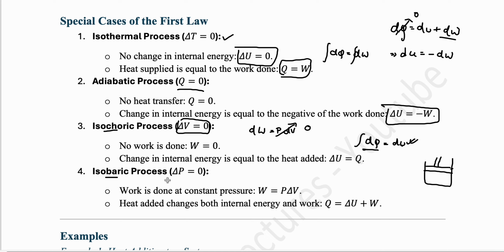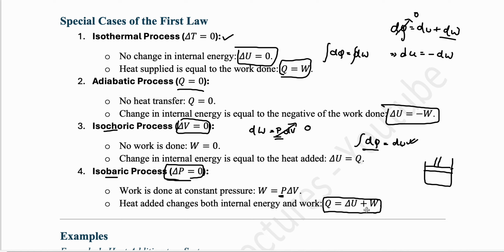Next is finally the isobaric process. This does not hamper anything because the relation is dq is equal to du plus pdv. So p is the pressure which is already mentioned as p. Whatever is the pressure, it will remain constant. So this will remain the same. That means our first law of thermodynamics does not change only in one case, that is when the pressure is constant, or it is basically an isobaric process.